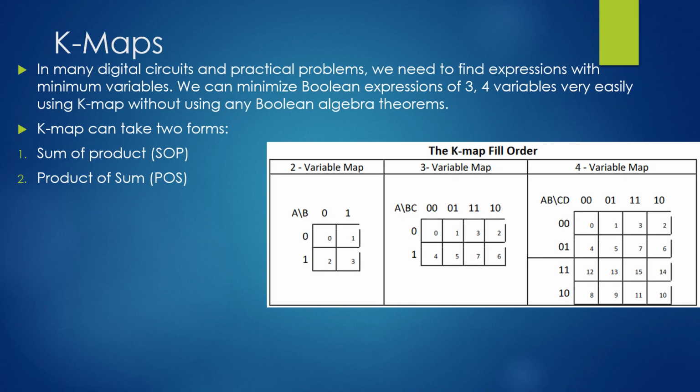In many digital circuits and practical problems, we need to find an expression with minimum variables. We can minimize a Boolean expression of 4 variables very easily using K-map without using any Boolean algebra theorems. So K-map can take two forms: sum of product, that is SOP, and product of sum, that is POS. K-map will have these types of variables: first, the two variable map, second, we can map three variables, and we can map four variables also. The order and the values are also given.